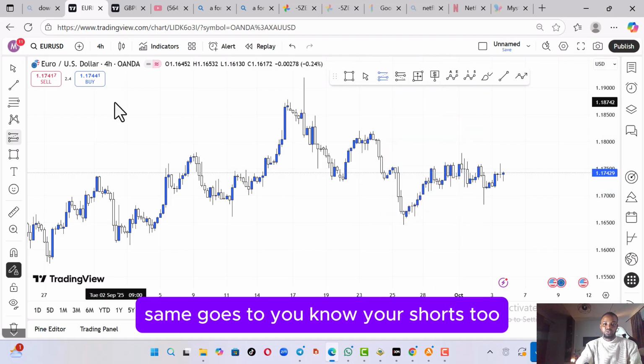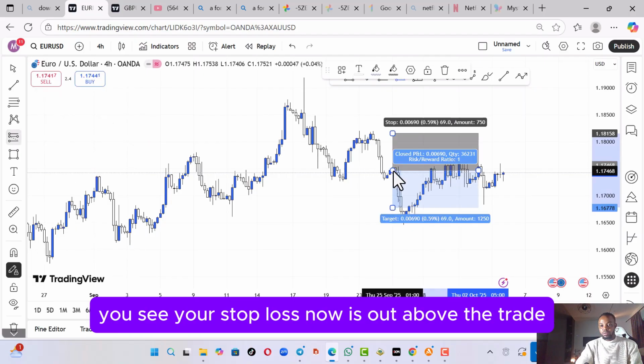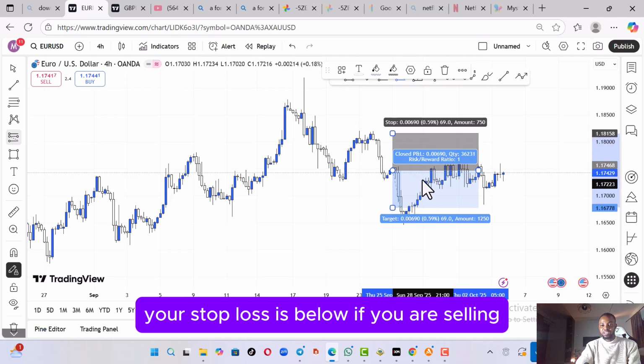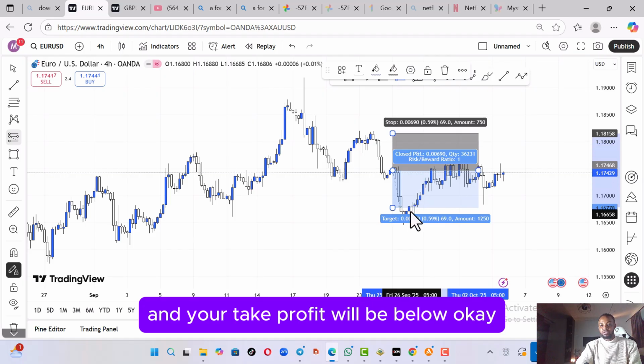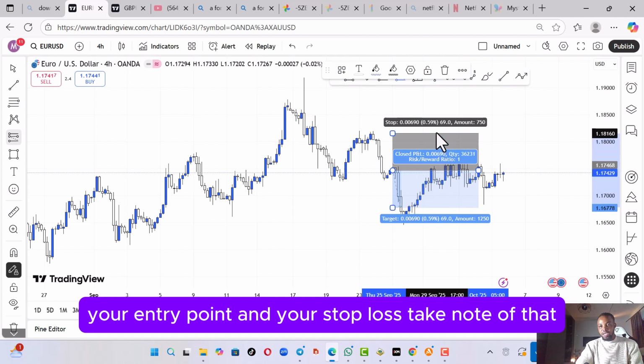Same goes for your shorts too. You see, your stop loss now is above the trade. If you are buying, your stop loss is below. If you are selling, your stop loss will be above and your take profit will be below. Okay, this is your take profit, your entry point, and your stop loss. Take note of that.